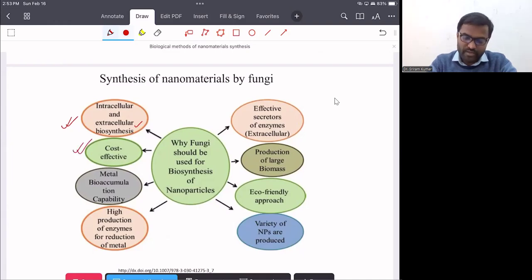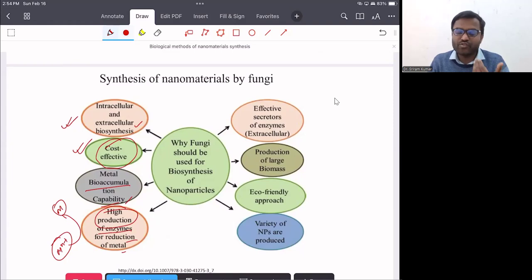The second is that it is cost effective, because growth and culture of fungus is easier as compared to bacteria, which makes the overall process cost effective. The third point is that the metal accumulation capability is better in fungus as compared to bacteria. This metal accumulation may be intracellular or extracellular. The fourth important point is that fungi have high production of the enzyme for the reduction of the metal. If we have a large production of the enzyme, then when we have metal ions, this process becomes more efficient.